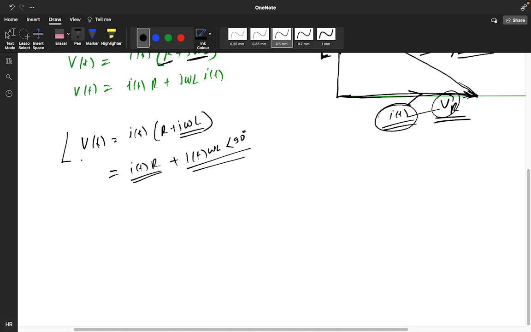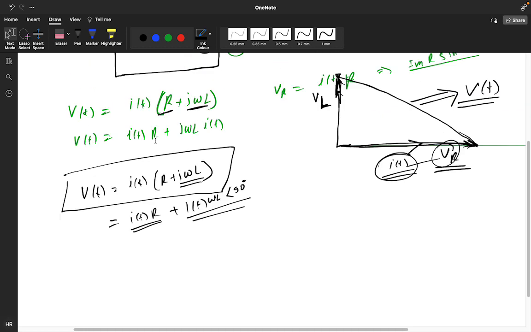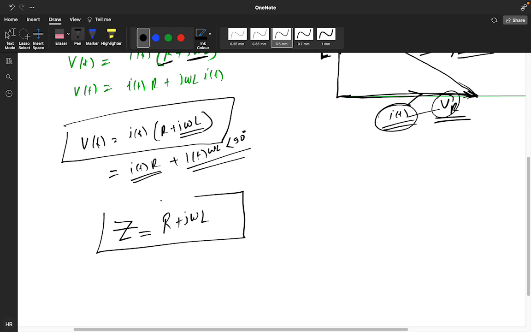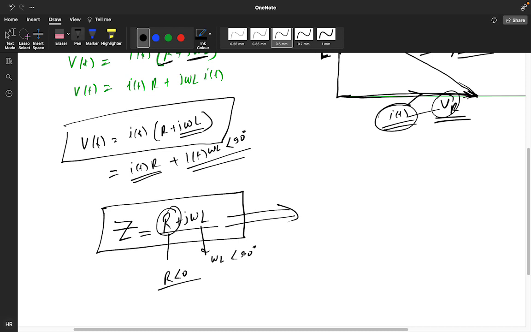This is the story of the R plus L inductor. Now we call the term R plus j omega L capital Z, the impedance. This can also be represented in the form of a triangle. This is the vector addition. R is with angle 0 degree and omega L is with 90 degrees.